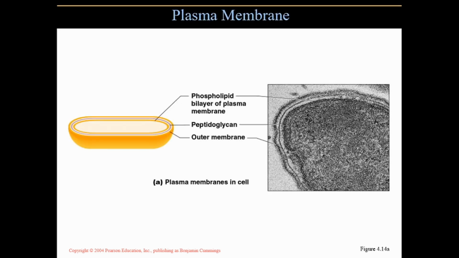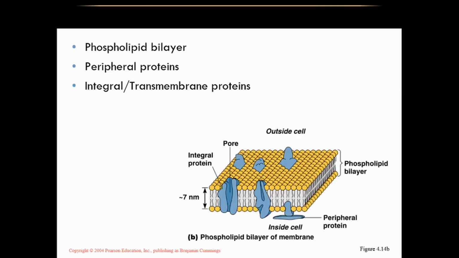Now we have a picture here, a micrograph. The one on the right is an electron micrograph of a bacterial cell. You notice it's got an outer membrane, the peptidoglycan, and then the inner membrane, the cell membrane. Can you tell by looking at this picture, is this bacterial cell gram-positive or gram-negative? What do you think? It is gram-negative because of the outer membrane. So you're looking at a gram-negative cell wall here under an electron microscope.